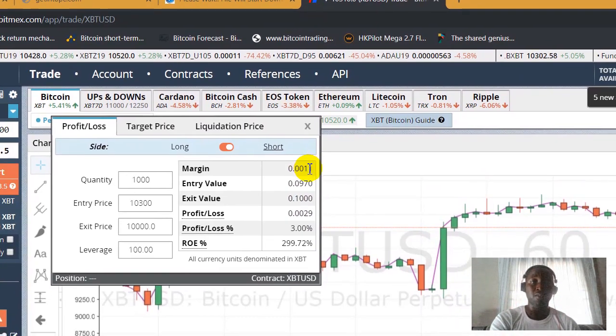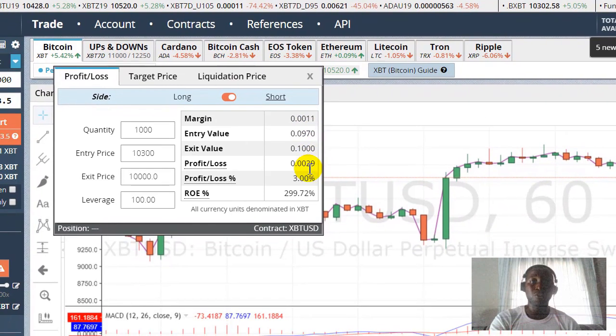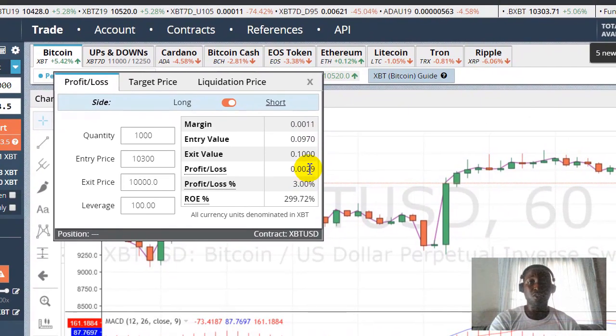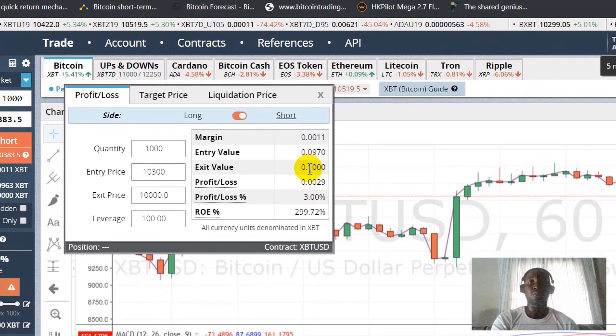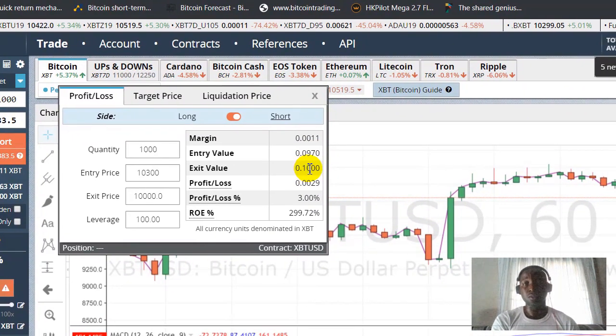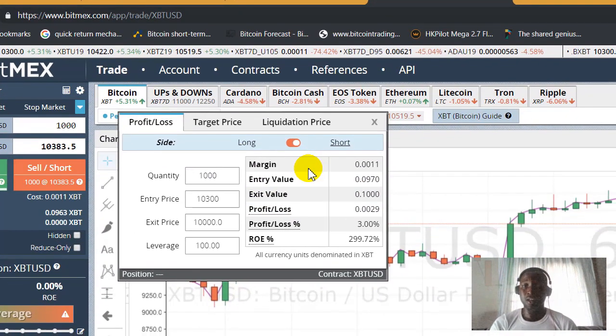Now, if you do the calculation, we have 0.001 Bitcoin, and the profit you're making is 0.0029 Bitcoin. So 0.029 plus this is going to give us about 0.1 Bitcoin. So basically that is how BitMEX works. You can make profit while Bitcoin drops, and you can make profit while Bitcoin increases.